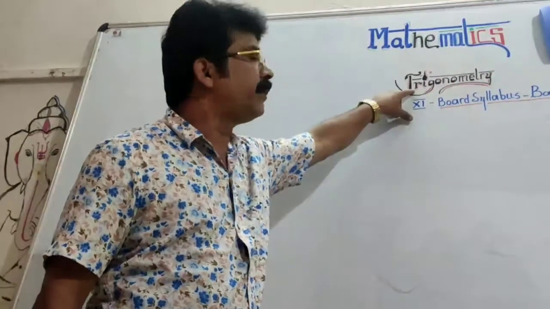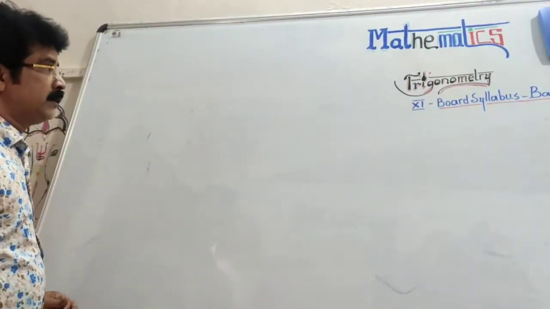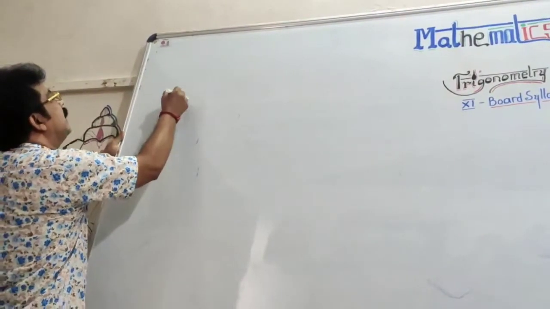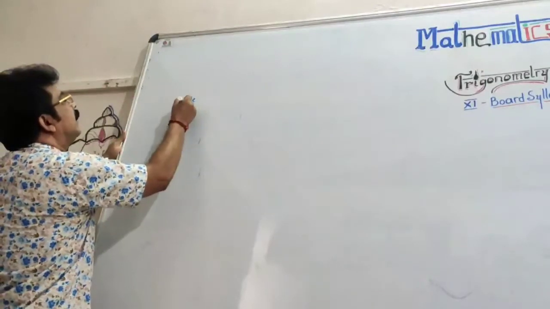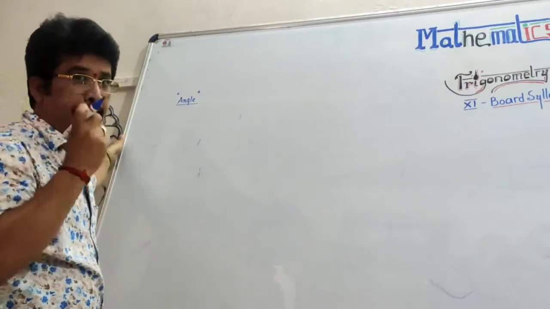Next topic: trigonometry basics or board syllabus. So the first word in trigonometry is angle. We must know the definition of the word angle.